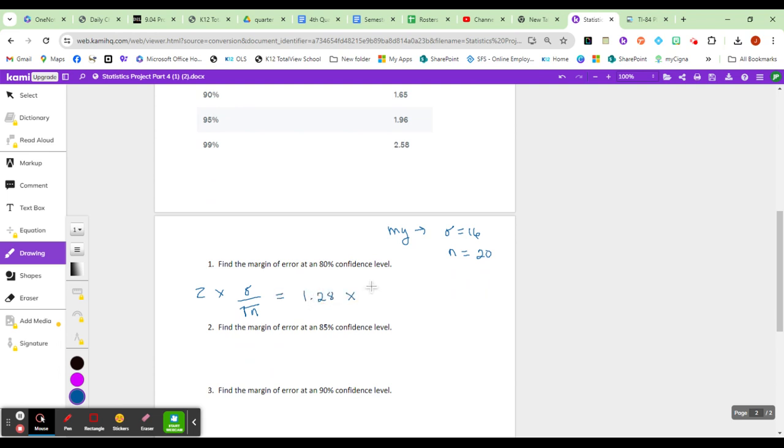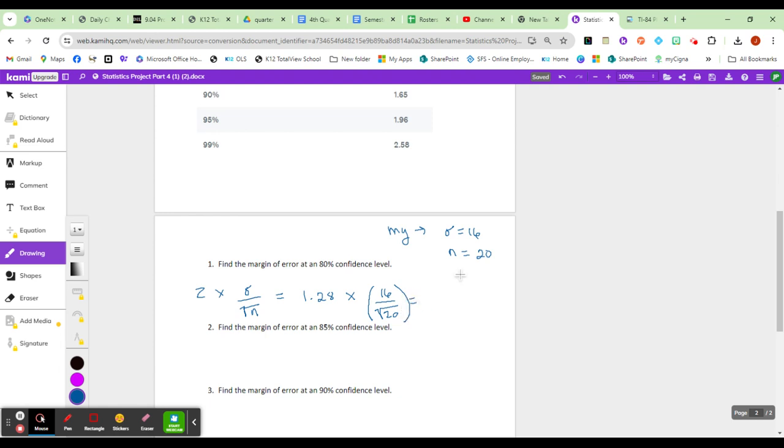Times, and when I enter this in the calculator, I am going to use parentheses. You're going to put your standard deviation that you found in assignment 9.02. Mine was 16. And then we're going to divide that by the square root of N, which is our number of values, and we're all going to use 20 for that.